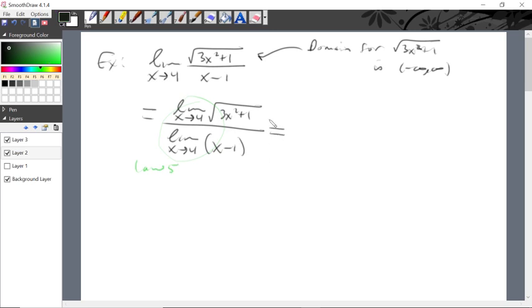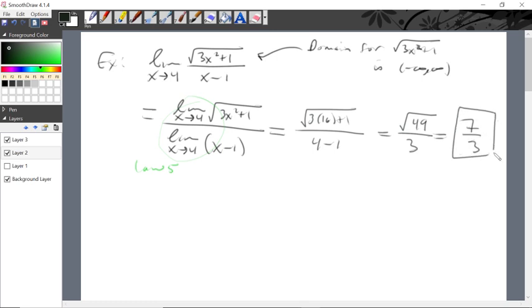Now we can run the limit on the top, and we would get 3 times 16 plus 1. And the denominator, we're going to get 4 minus 1. So we get 49 on top, square root of 49, which is 7. The denominator is 3, so we get 7/3. So the limit is 7/3.